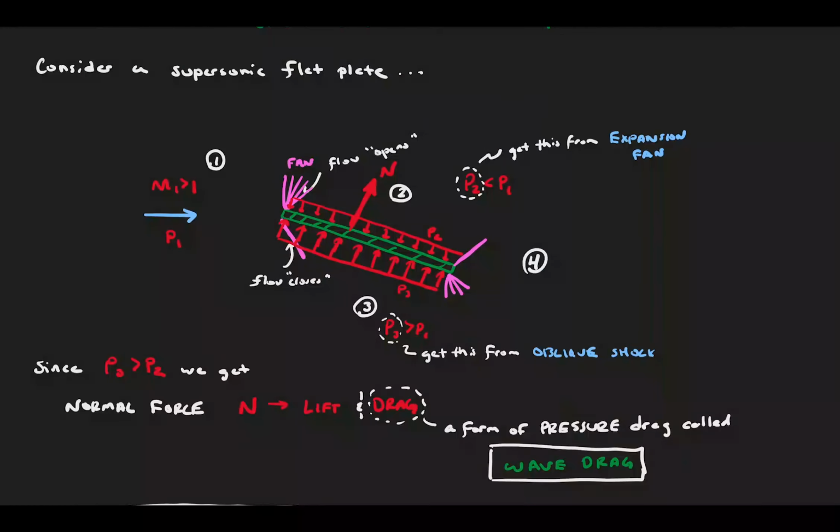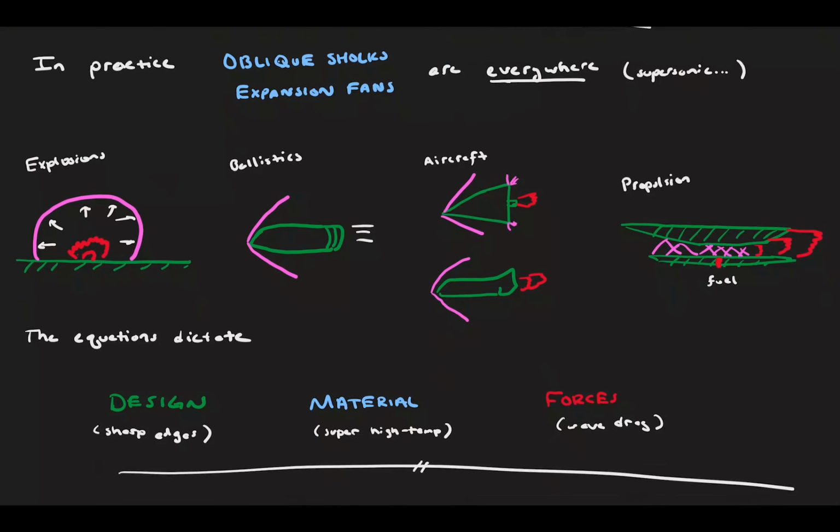We ended by considering the forces on a body and by introducing the shock expansion theory. This brought to light things like wave drag, which can be detrimental to aircraft performance. In practice, these equations and relationships we've derived in the past two videos are everywhere in supersonic flows.